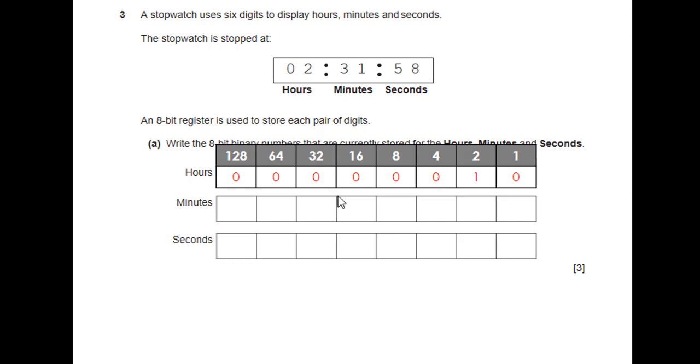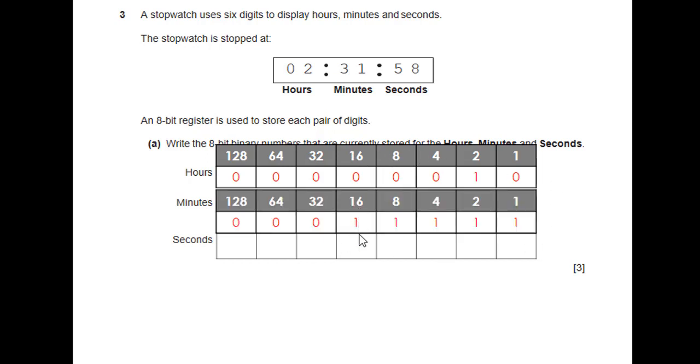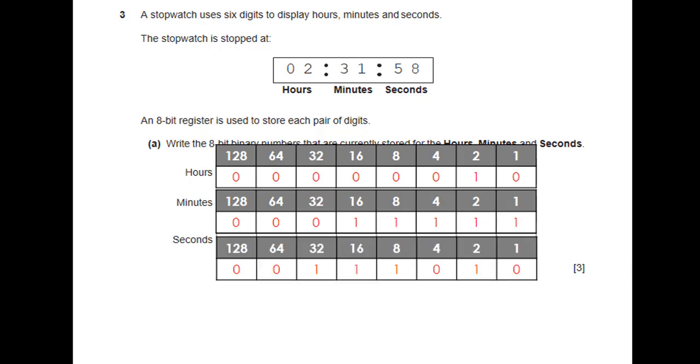So 31, again, we can't use 32, so we're going to have to activate the 16, 8, etc. So here it's 16, 8, 4, 2, and 1 would give us 31. And then this last one here, 58, would be 32 plus 16 plus 8 plus 2.